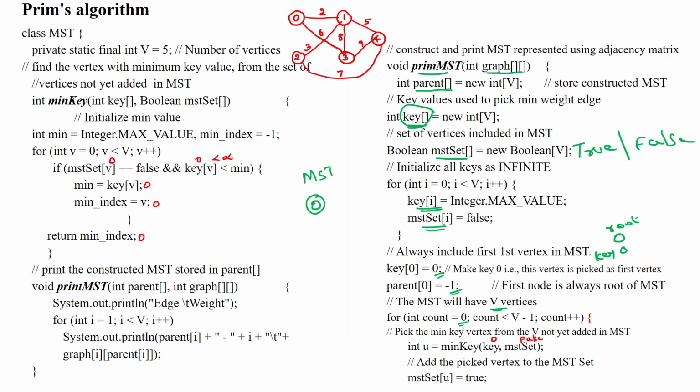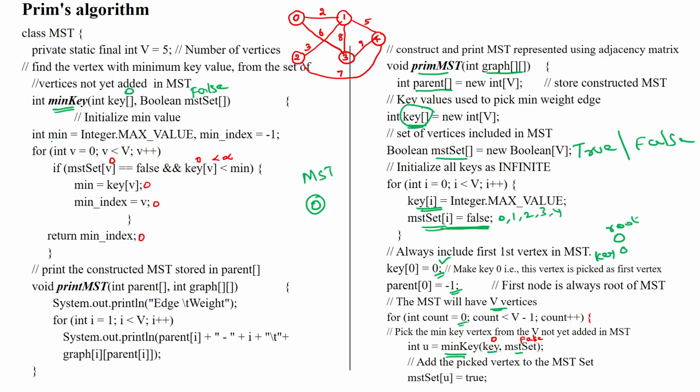We are starting from 0. So key is now 0, that is given here. Then the MST set is already set to false for all the vertices 0, 1, 2, 3, 4, all are set as false. So for 0 we already set it as false. We are calling the minimum key method. So we have to find the minimum key for 0. Here the boolean set we are passing as false.